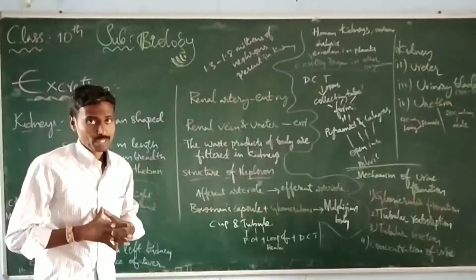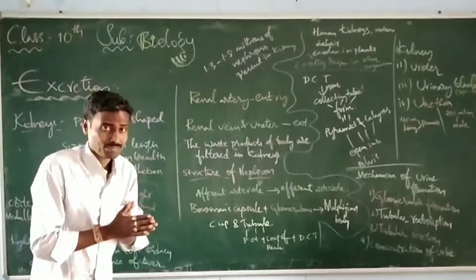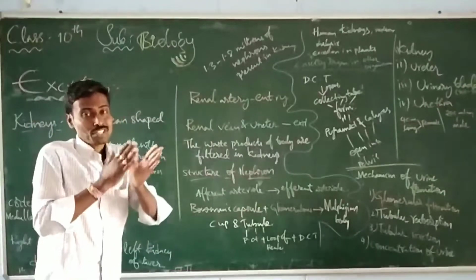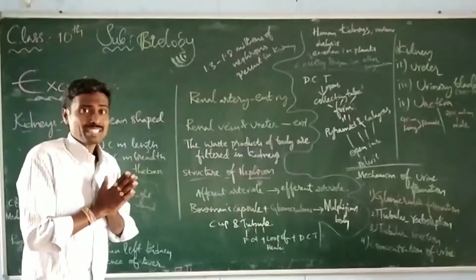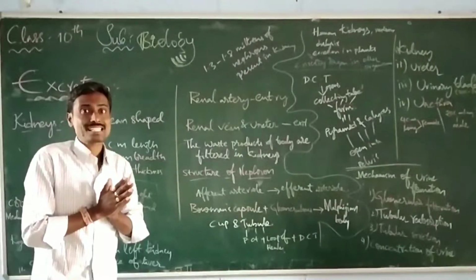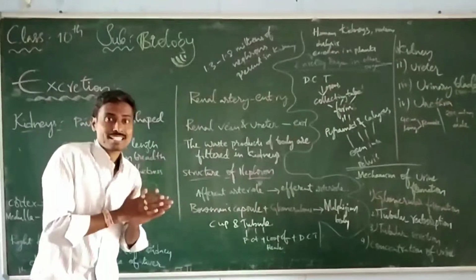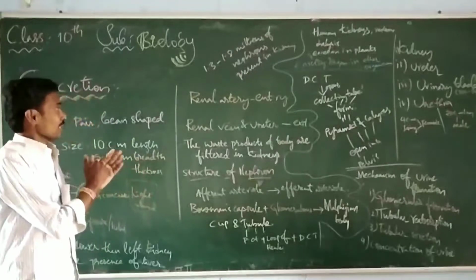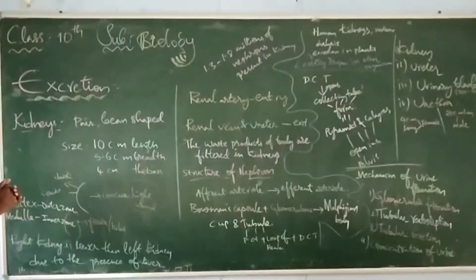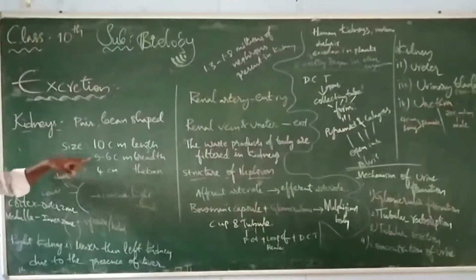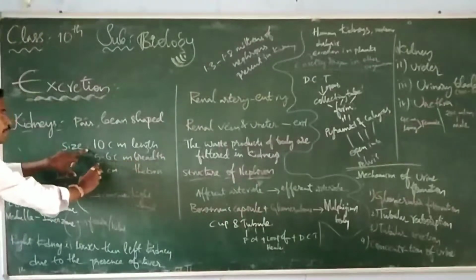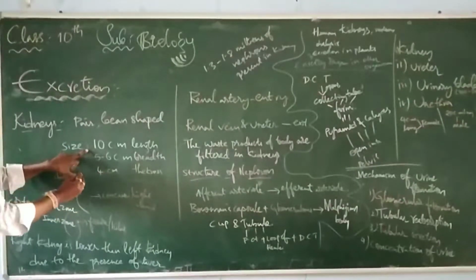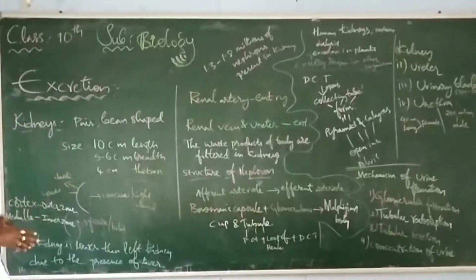Kidneys, everybody knows that. Let us see the location of kidneys, the size of kidneys, and the function of kidneys. So, human kidneys are located at the backside of our body, on either side of the vertebral column. Isn't it? So, here there is a pair of kidneys. The shape of kidneys is bean, in Telugu chikkudu, and the size of a kidney is 10 centimeters in length, 5 to 6 centimeters in breadth, and 4 centimeters in thickness.